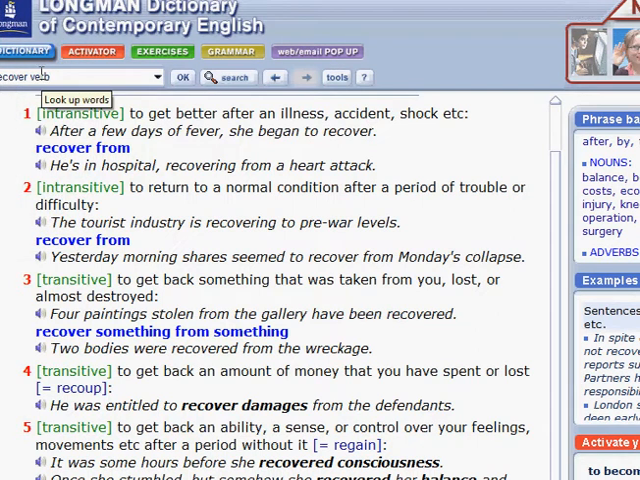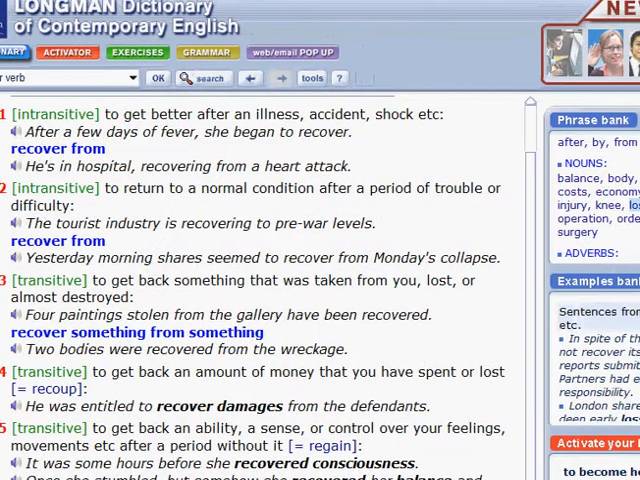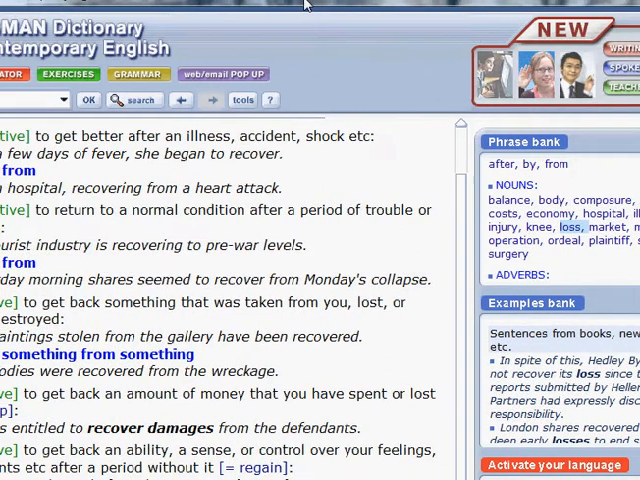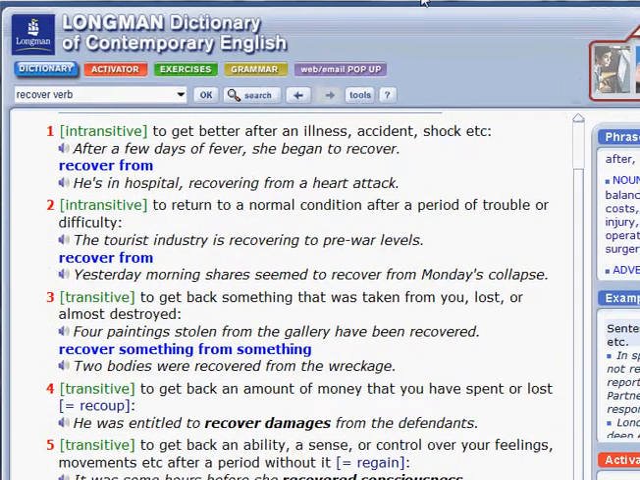The Longman Dictionary is actually 3 or 4 books in one. We've been looking at the dictionary, but today I want to look at the Activator. You can look at the Activator by going to this tab or by going to the bottom on the left. We were looking at recover, and you can go straight there to find out more information about recover. Okay, let's go back here for a minute.